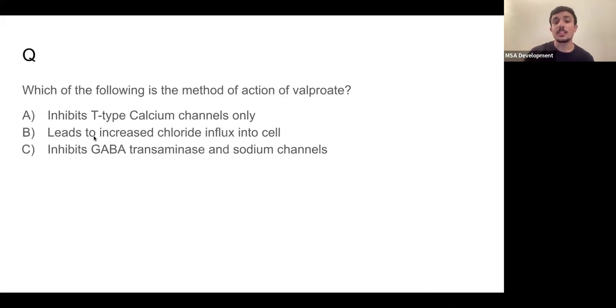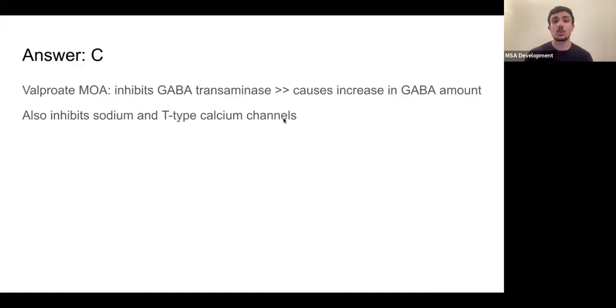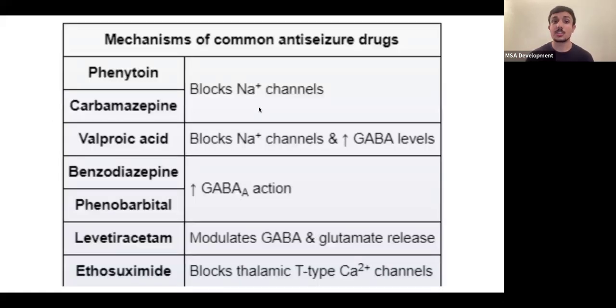Now, what's B? Leads to chloride influx. Why is that not right here specifically? Because this is more towards benzodiazepines and barbiturates. If you remember, benzodiazepines increase the frequency of chloride channels opening, and barbiturates increase the duration, okay? And then inhibits T-type calcium channels only. That is ethosuximide, okay? So these are the specific, this is a very important table you want to remember.